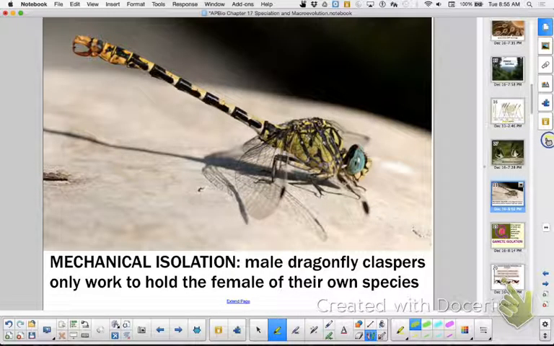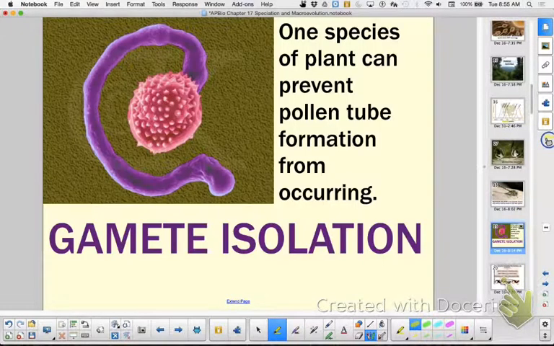Another one is pollen. You could think pollen or clasper issues. Pollen might not be able to stick or get together with that particular flower, if you're looking at a plant. The last example I have is that one species of plant can prevent the pollen tube formation from occurring.